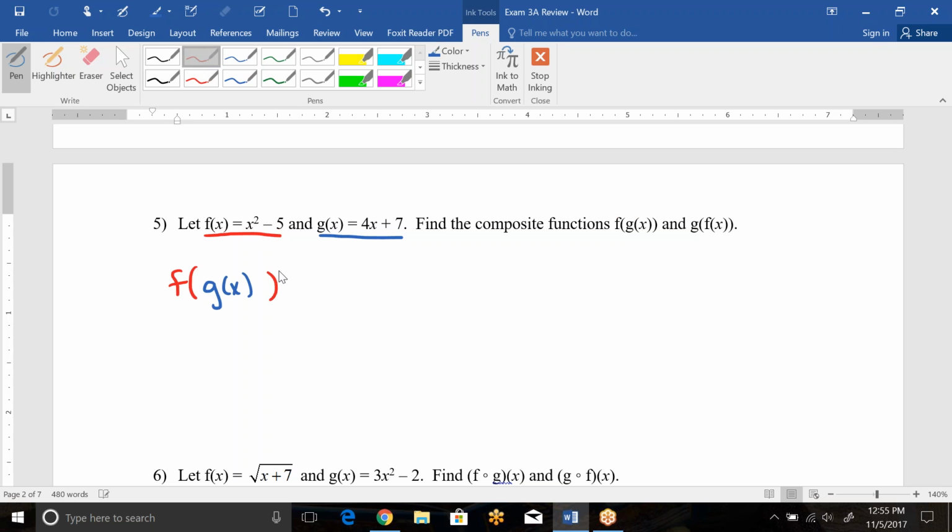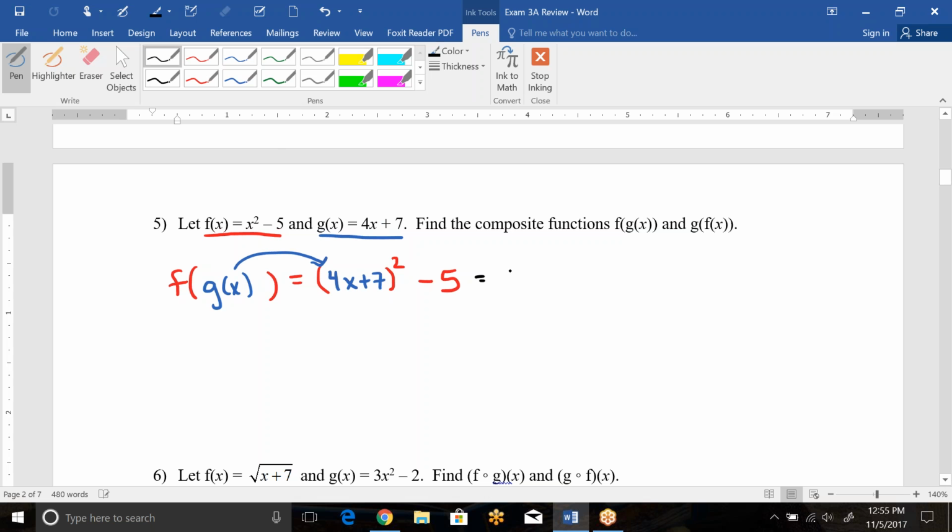So what I like to do is write the red, the outside function, as if every time I see the letter x, I'm going to say blank. So this would be blank squared minus 5. And when I say blank, I usually write a parentheses. So this is the outer shell, kind of an empty placeholder where there were x's. In those placeholders, that's where we put g of x, which would be 4x plus 7, the blue function.